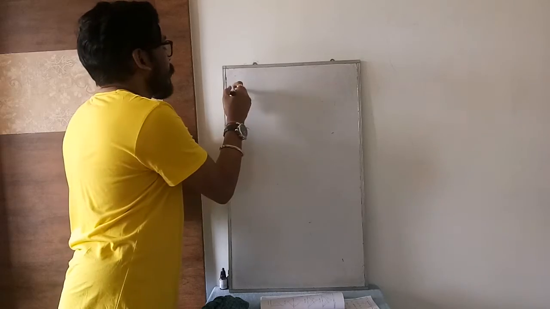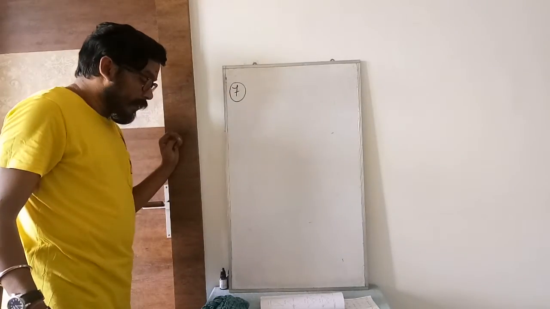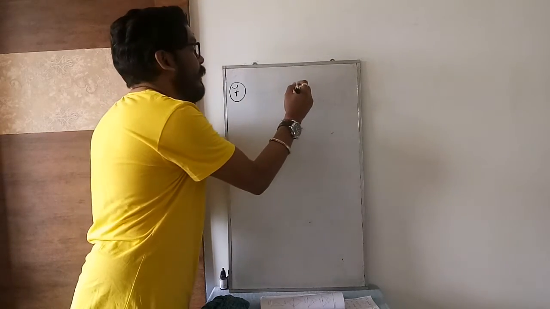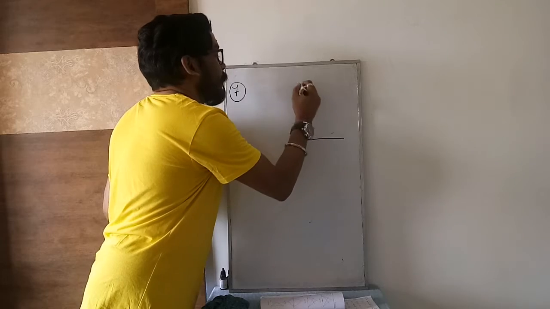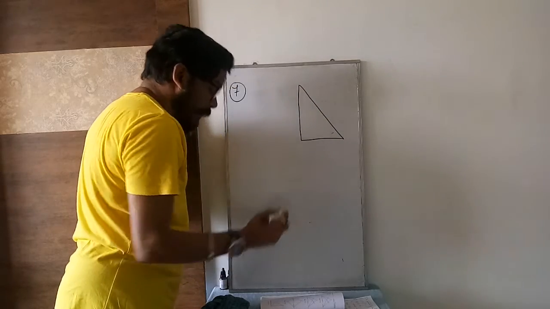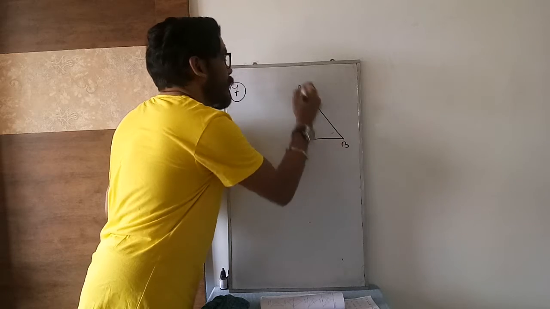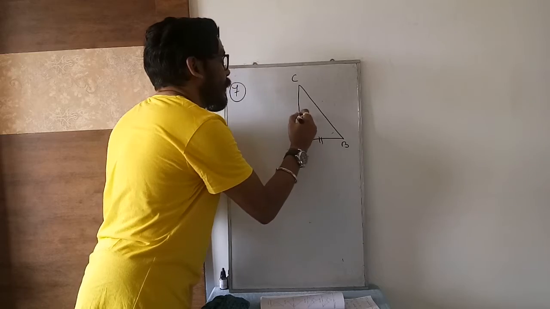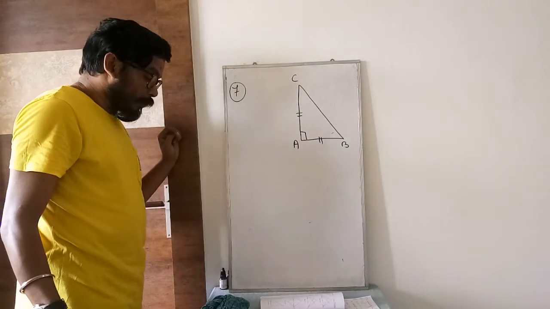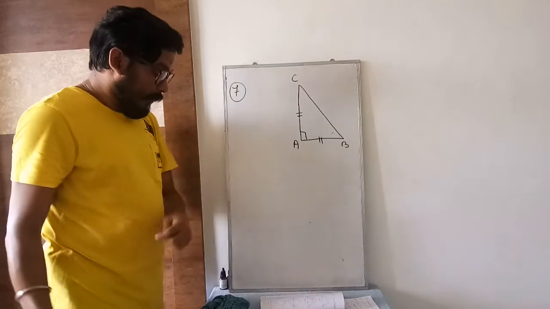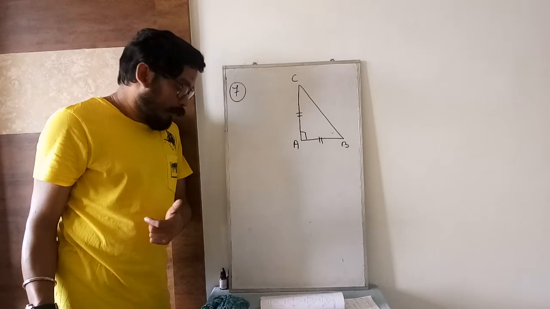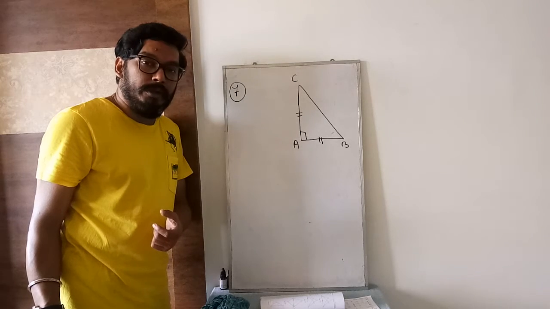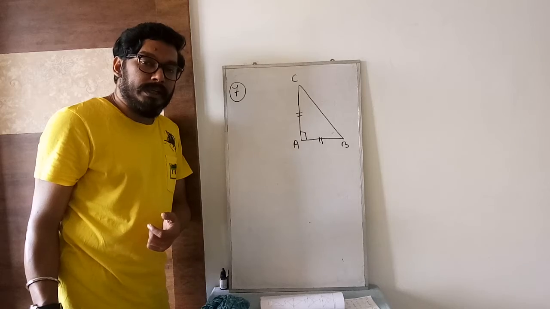Now let me go for question number 7. They have said ABC is a right angle triangle in which angle A is 90 degrees. Which angle is 90 degrees? Angle A. Given here AB equal to AC, these two sides are equal. You have to find angle B and angle C. So you will write the given condition from the book: ABC is a right angle triangle in which angle A equals 90 degrees and AB equals AC, to find angle B and angle C.